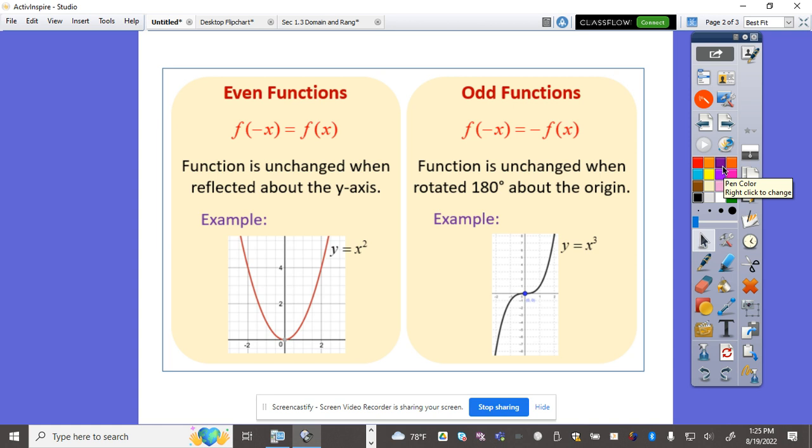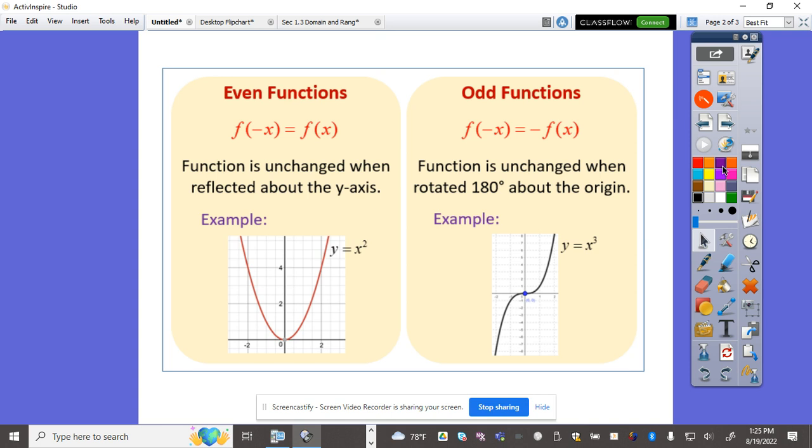An even function is one where f of negative x is equal to f of x. The function is unchanged when reflected about the y-axis. Meaning, the graph of an even function is symmetric with the y-axis, like this parabola, which we'll go more in depth with.